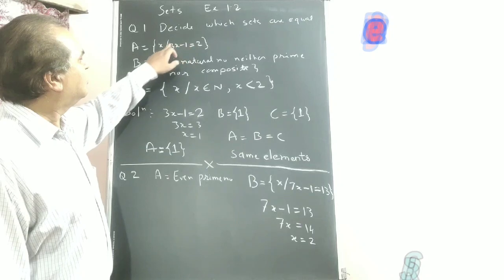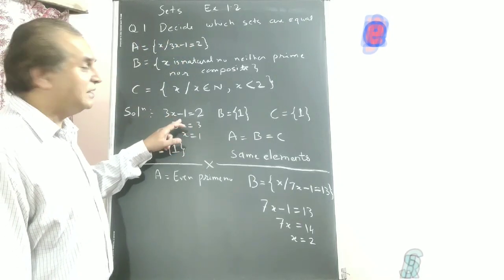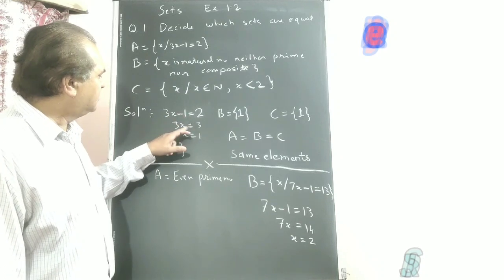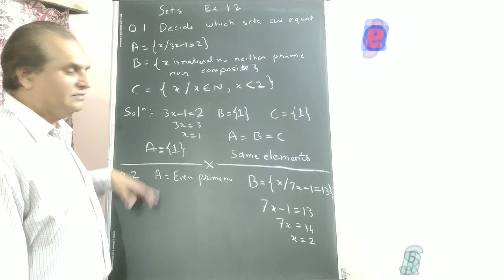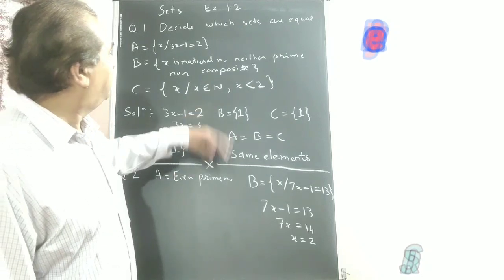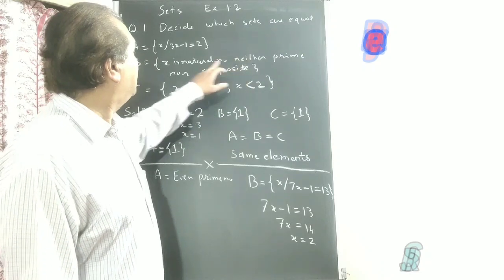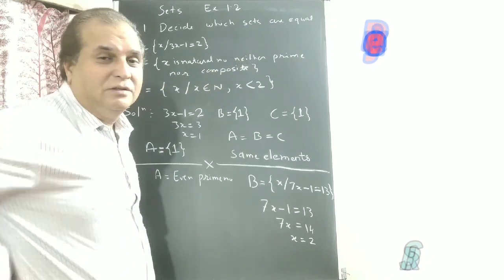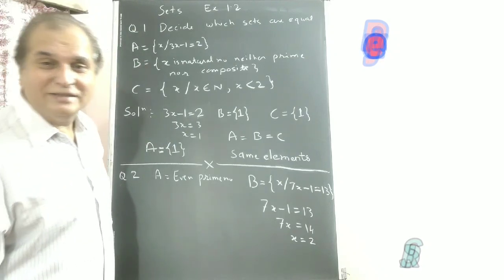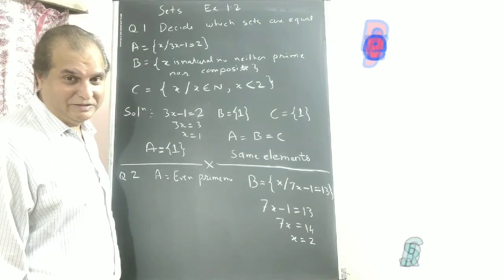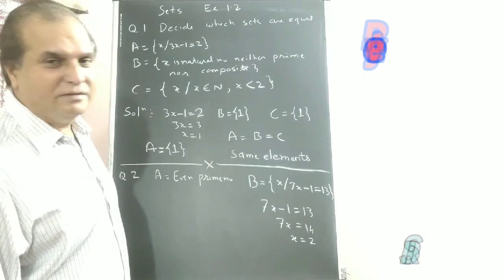For A, we have to solve this equation: 3x minus 1 equal to 2. Minus 1 shifting that side becomes plus 1. 3x equal to 3. x equal to 1. So A set is just 1. What about B now? x is a natural number, neither prime nor composite. Which is such a number? Number 1 is neither prime nor composite. So B set is also 1.